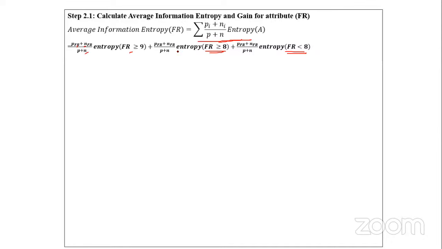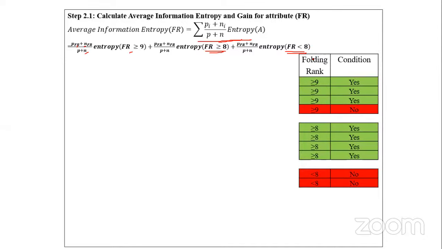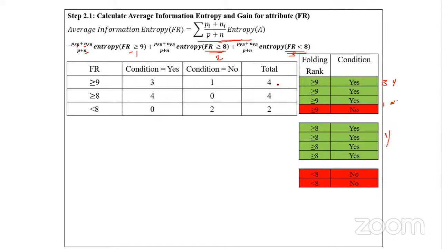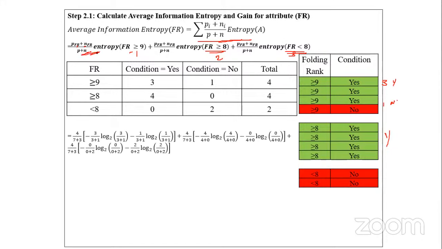If I want to fill these values, we need to take them from the table. Okay, this is the table. FR is the folding rank, which has 3 categories. Greater than or equal to 9 is 1, greater than or equal to 8 is 2, then less than 8 is 3. For greater than or equal to 9, it has 4, from that 3 yes and 1 no. Similarly, greater than or equal to 8, all are yes: 4 yes, 0 no. Here all are no. So that is what we are making as a table here. From this table, we can compute this particular formula.